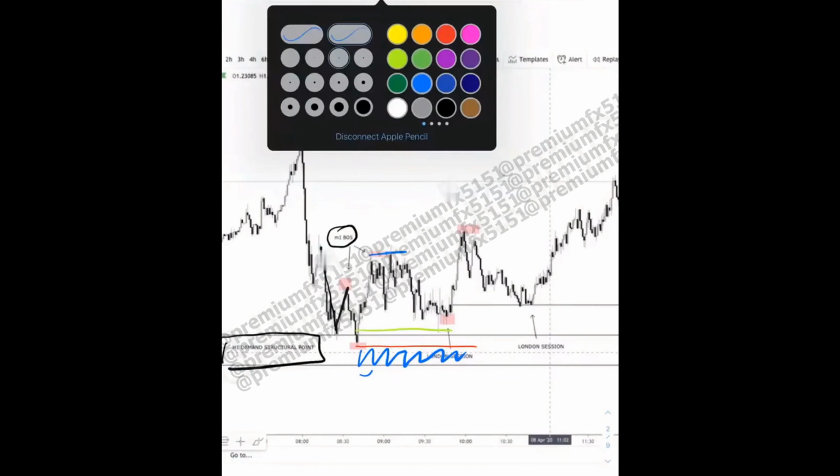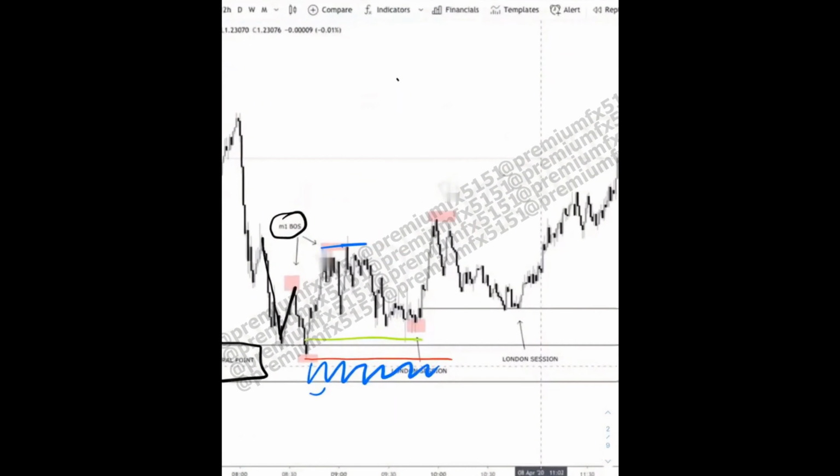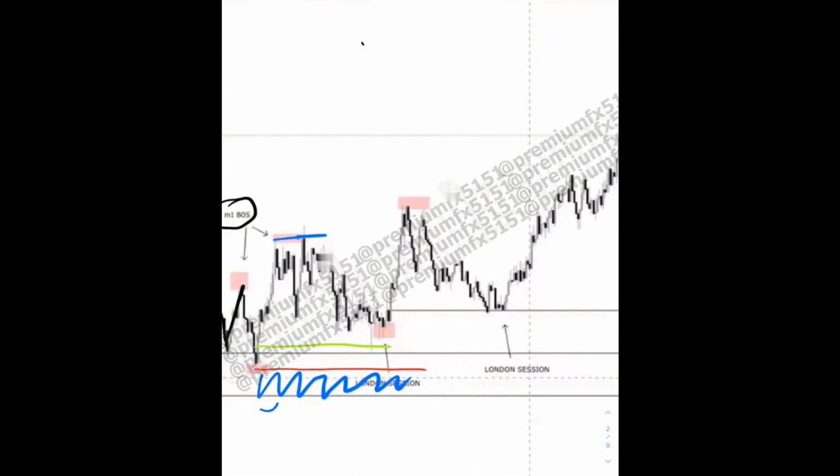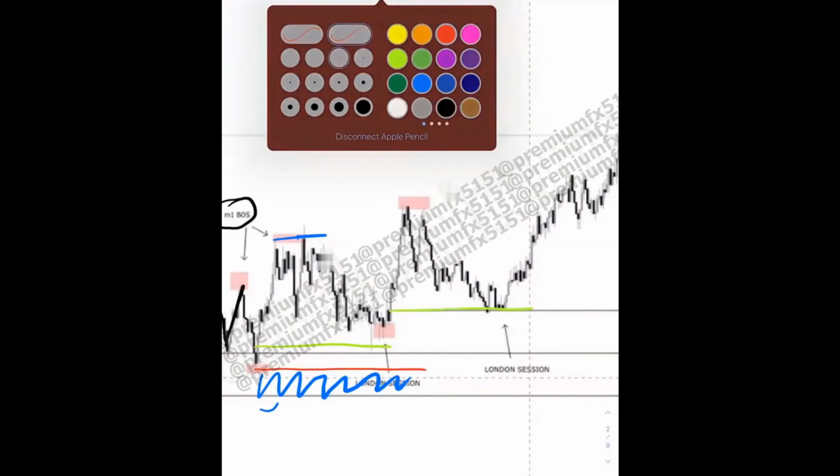So after we have created a new higher high, then again we look for what? We look for my last IFC candle imbalance that created the push right there. My stop loss right here.